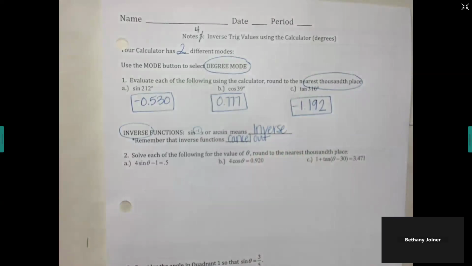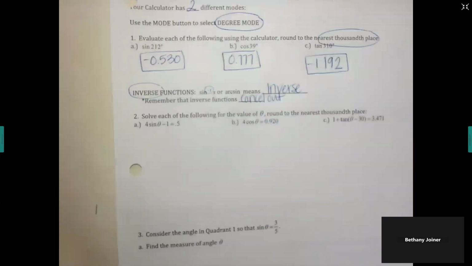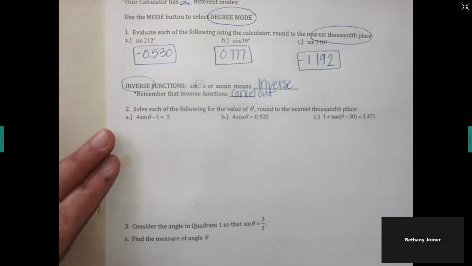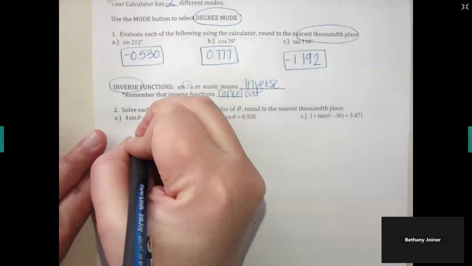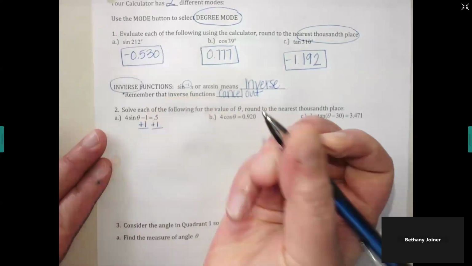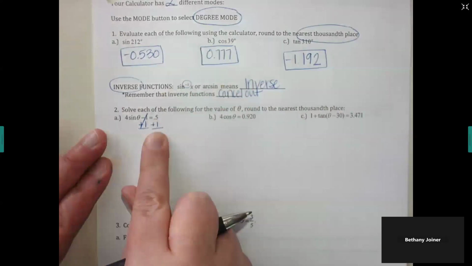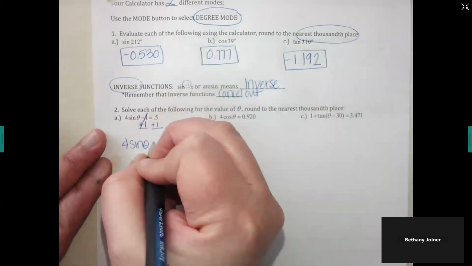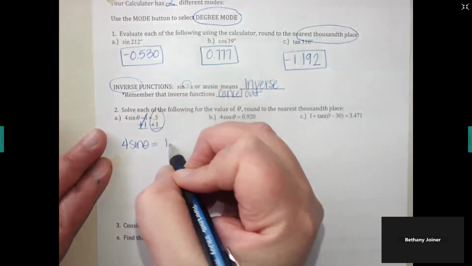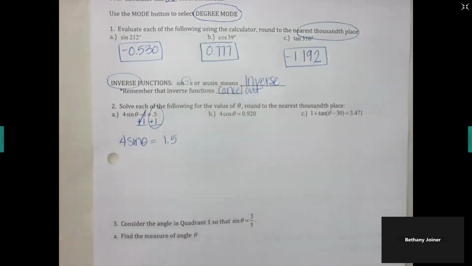Take a look at the first one. I have 4 sine theta minus 1 equals 0.5. What number do you guess we should undo first? The 4. Okay, the 4 is a good guess, but that's actually not first. The minus 1. How do we get rid of a minus 1? So in your calculator, what is 0.5 plus 1? 1.5, very good.